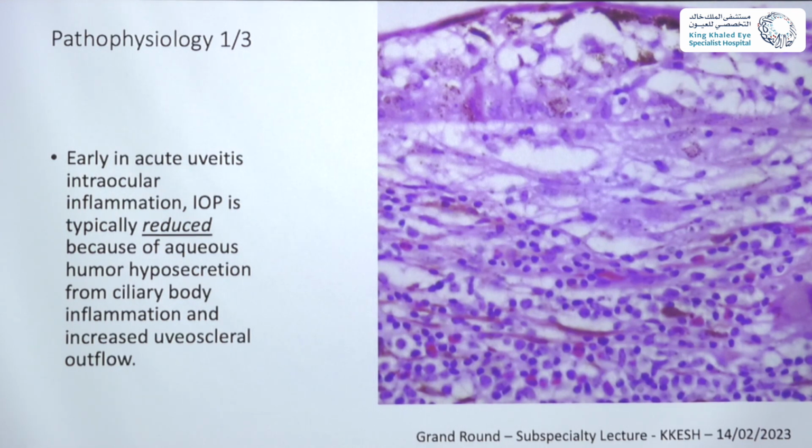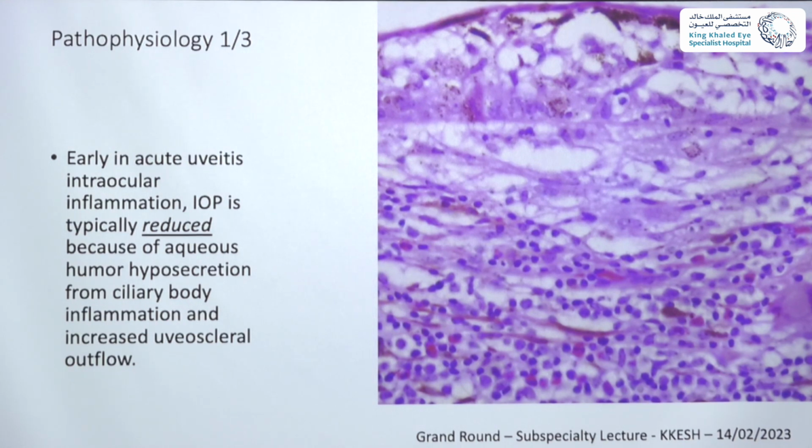So this is an H&E stain slide showing what? Trabecular meshwork, yes. What's wrong with it? Pigmented. What are those cells? They're lymphocytes. So this is a packed trabecular meshwork with lymphocytes, as you can see on this H&E stain.